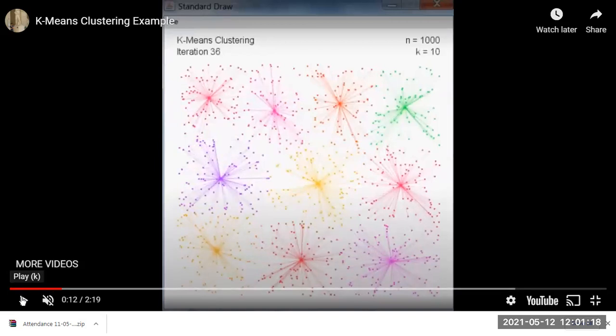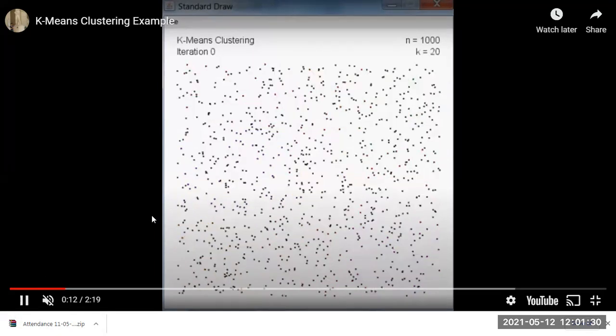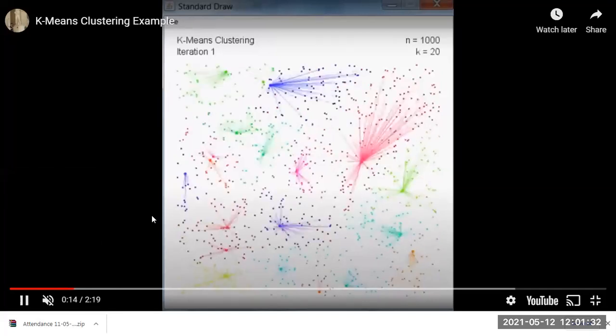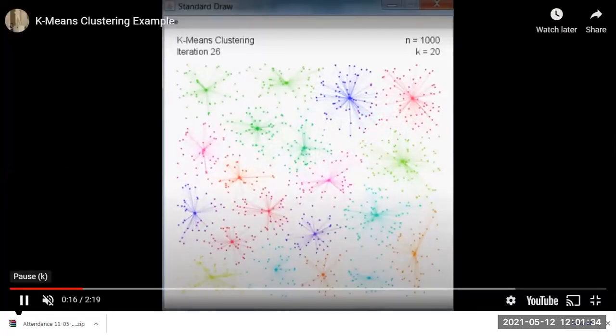36 iterations. So for k is equal to 10, I am having 36 iterations. So this is how K-means clustering will try to do number of iterations, and at whichever point you're getting better result, that will be taken into consideration, right? Now you can see k is equal to 20. How many iterations are there? 26 only. As I am increasing the number of clusters, the number of iterations may decrease.